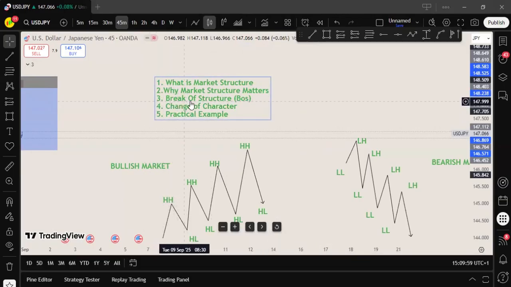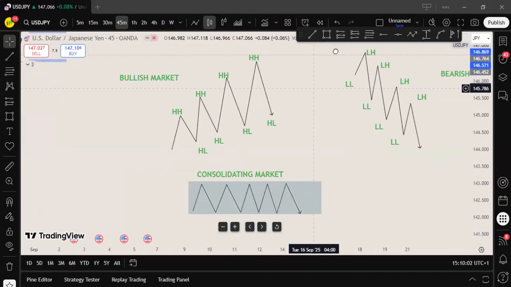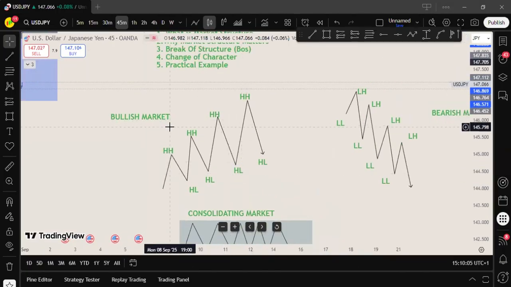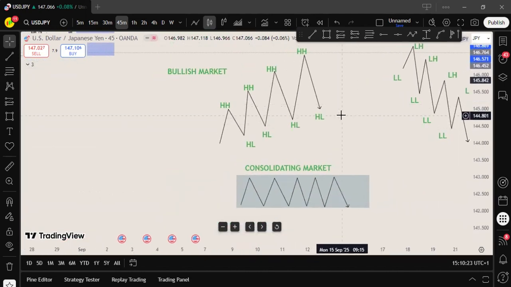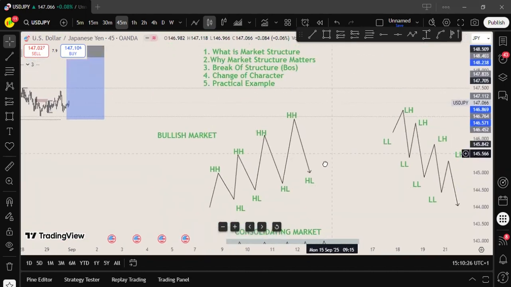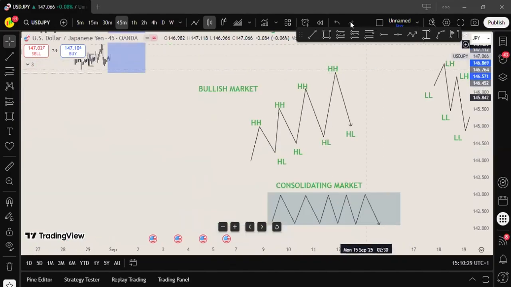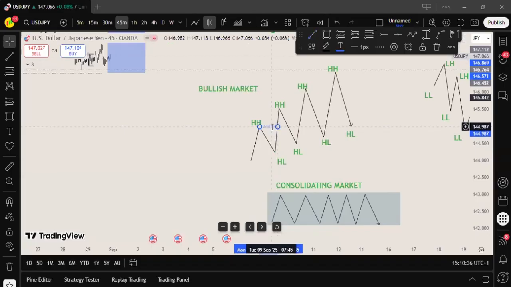Now, the third rule: we have break of structure. What do I mean by break of structure? Let's say the market is in a bullish trend, which means it is going up. You see the market creating a series of higher highs and higher lows. What do we call a break of structure, BOS for short? It means when the market breaks the previous high, the previous higher high. That is when we call it a break of structure.